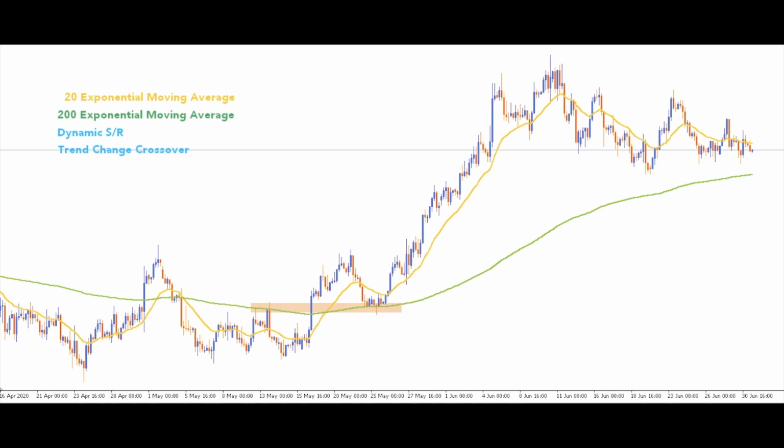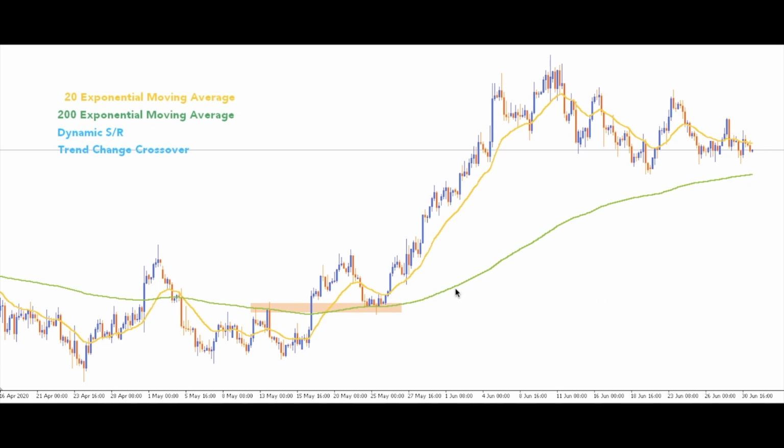In this chart, we see two exponential moving averages that I personally use to understand the market. The closest one is the 20 exponential moving average, which is colored golden, and the far one is the 200 exponential moving average, which is colored green.